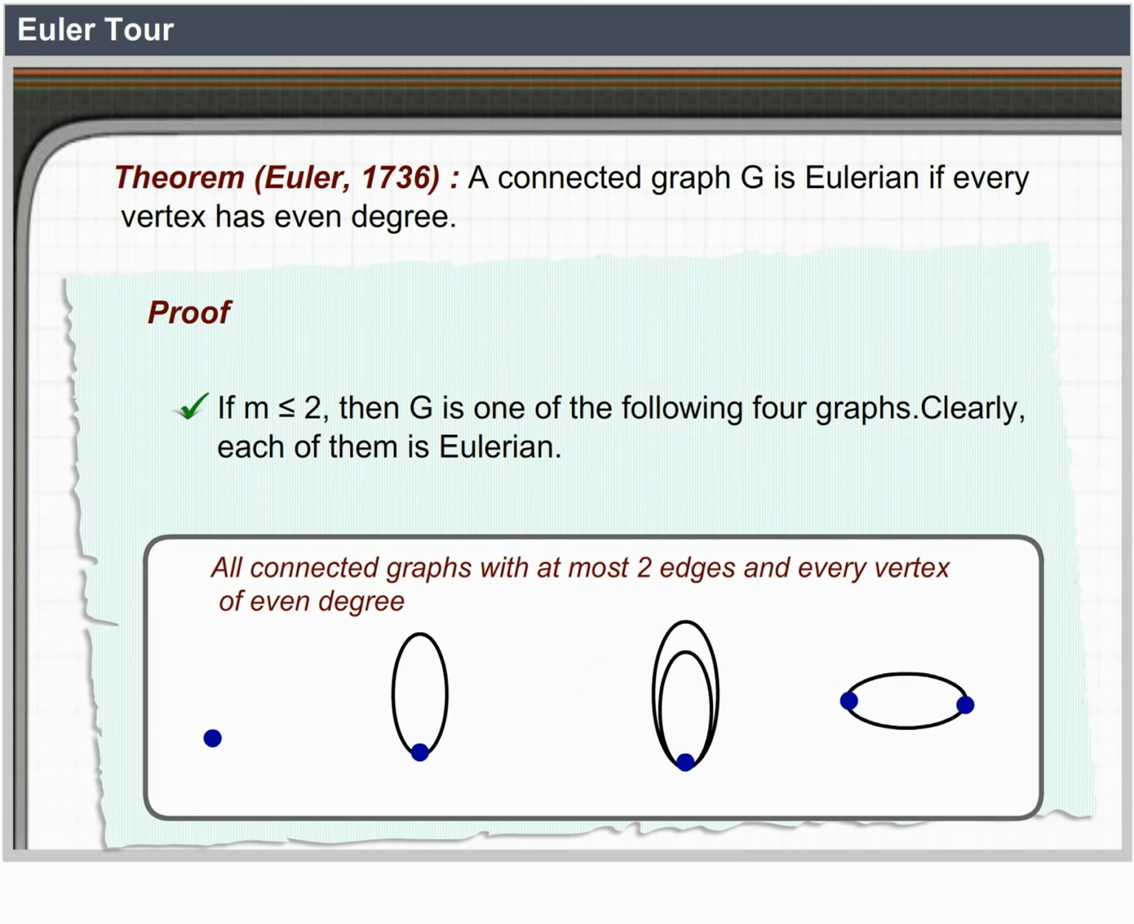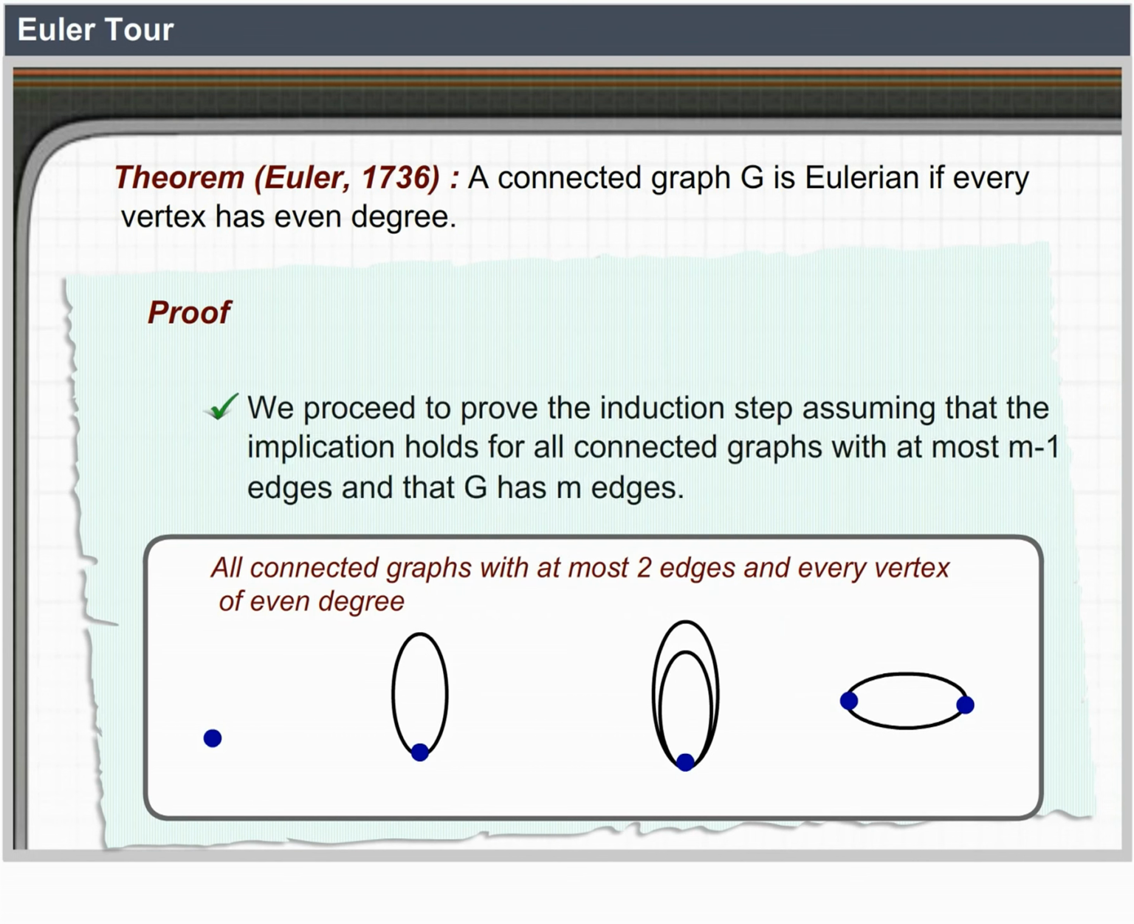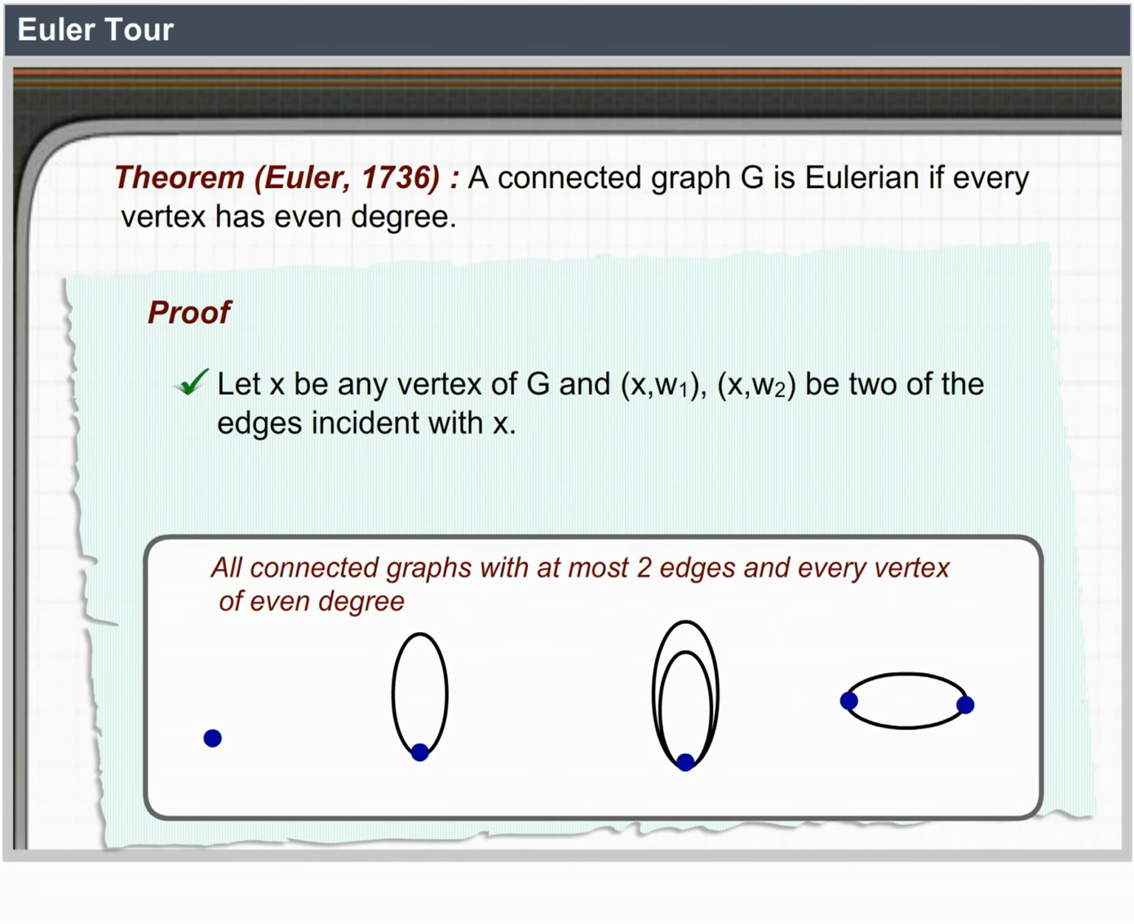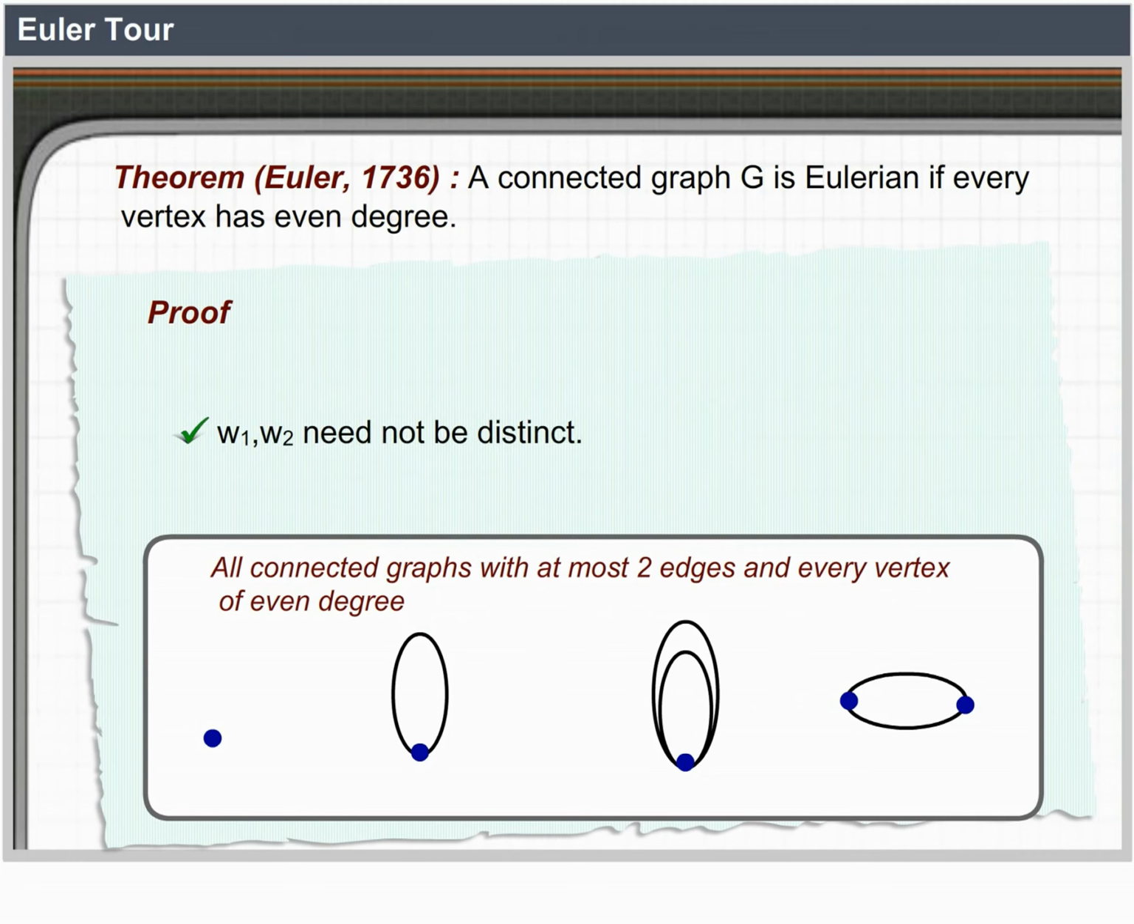We proceed to prove the induction step, assuming that the implication holds for all connected graphs with at most m-1 edges and that G has m edges. Let x be any vertex of G, and let xw1 and xw2 be 2 of the edges incident with x. w1 and w2 need not be distinct. This figure shows all connected graphs with at most 2 edges and every vertex of even degree.